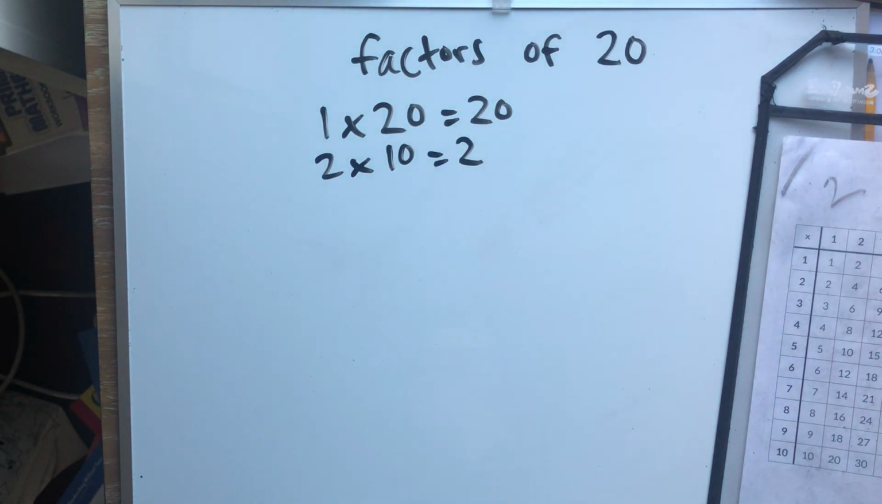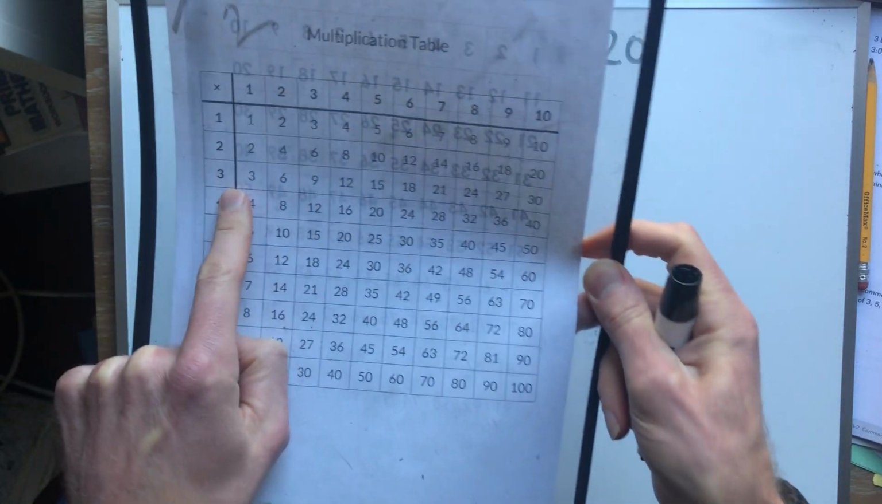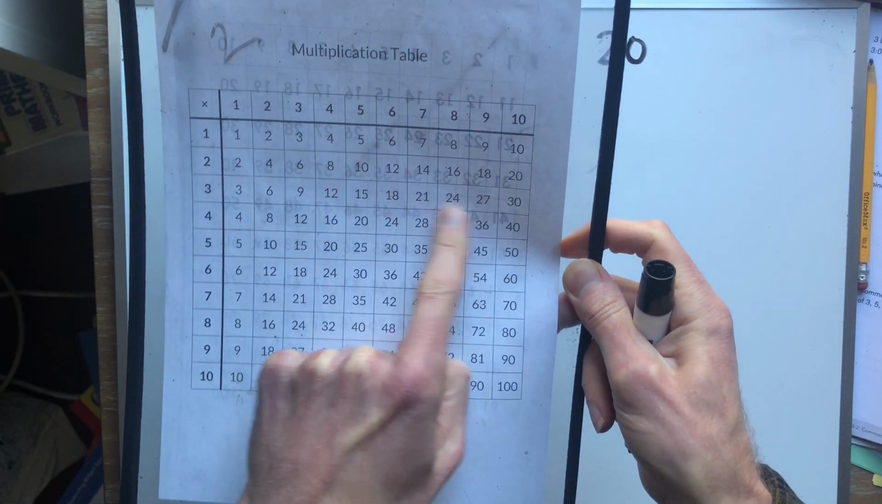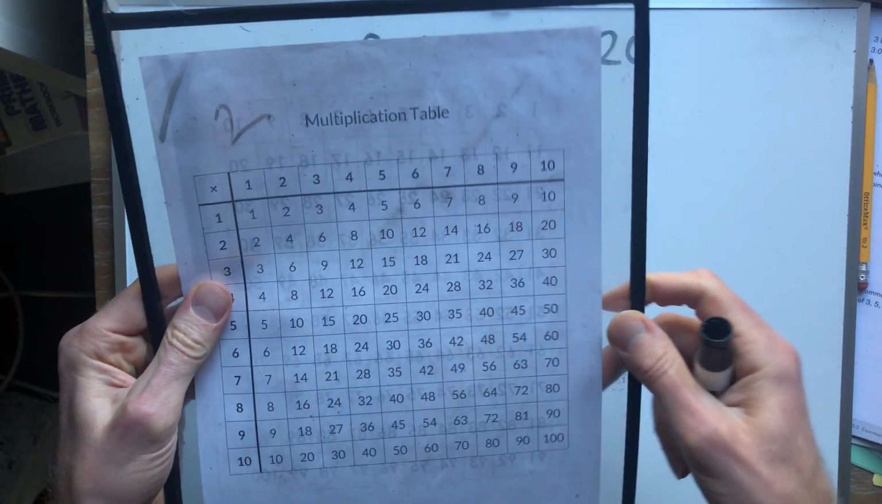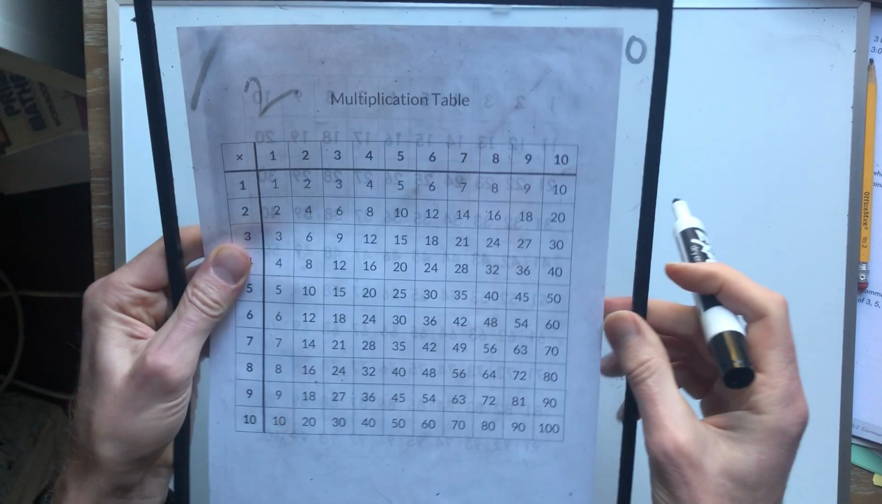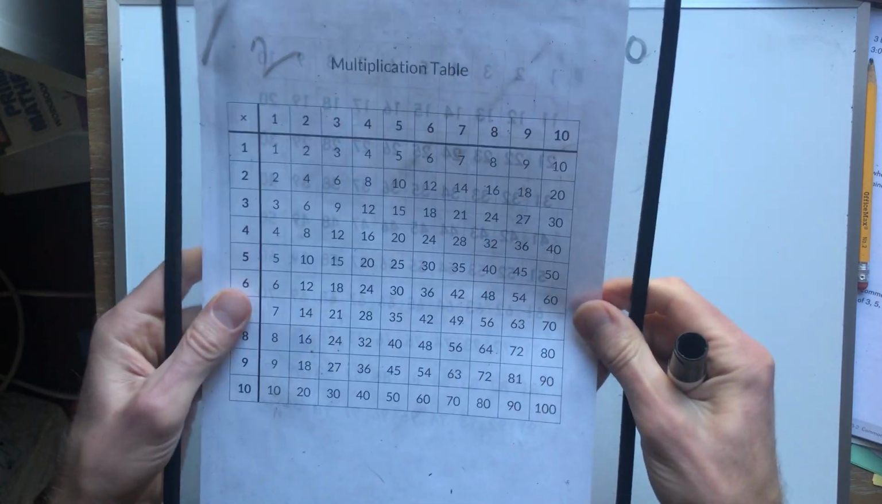Is 3 going to go in? I don't think so. But if I'm not sure, I'd look at 3 here. And then do I see a 20 there? Nope. I see an 18 and 21, but no 20. So what that means is that you can't divide 20 by 3 and get a whole number.